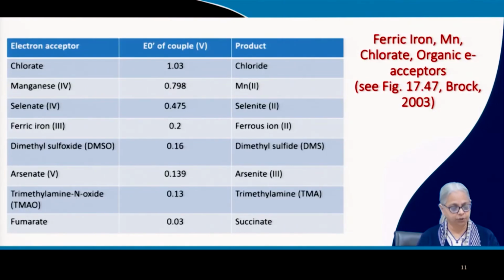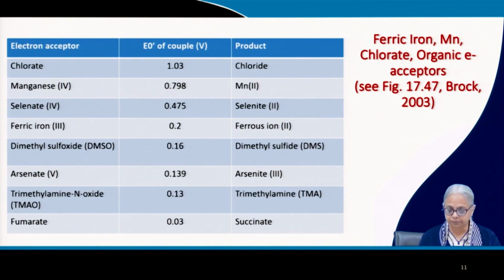Before I come to that example, this is a list of several terminal electron acceptors that are kind of novel in that sense. So, you have chlorate. Chlorate is not something you're going to see in the environment. It's formed when you add chlorine to drinking water. Then you have manganic iron, so you have Mn4+ being reduced to Mn2+.